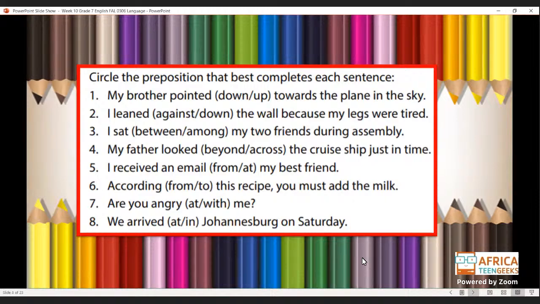Okay, so now let's see, everybody, practice. Are you ready? We want to earn some pat-pats. Okay, here we go. Circle, so I'm going to do the circling, and you're going to tell me which word to circle, okay? The preposition that best completes the sentence. Number one, my brother pointed down or up towards the plane in the sky.